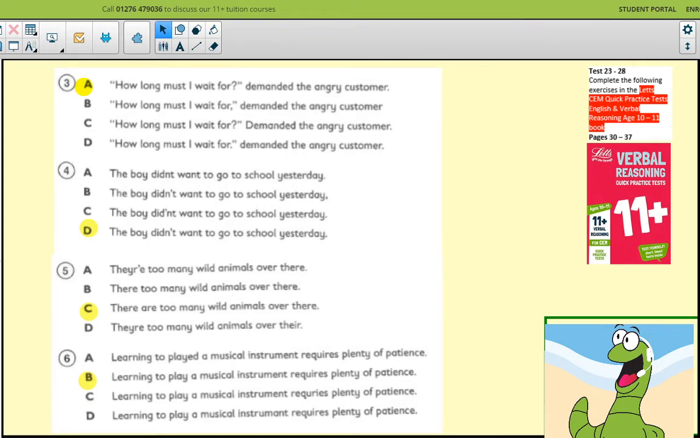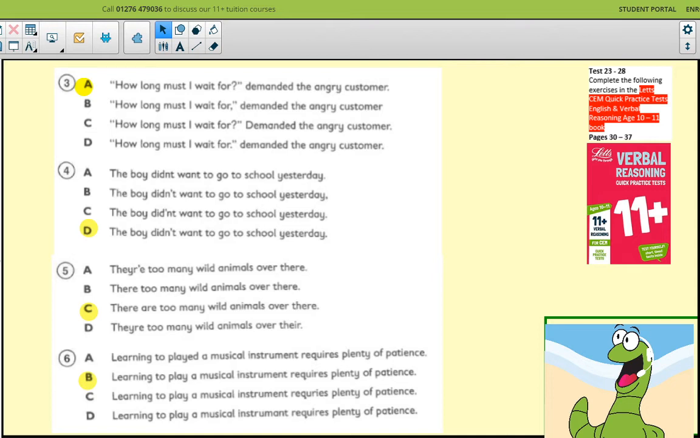How long must I wait for? Demanded the angry customer. Can't be B, there is no question mark or full stop at the end of the sentence. We wouldn't have a capital letter here, which is why it's not C. And again, we have no question mark inside the inverted commas here for D. Number 4, the boy didn't want to go to school yesterday. Note the apostrophe here to show the omission of the O. If this word was separated, it would read did not.